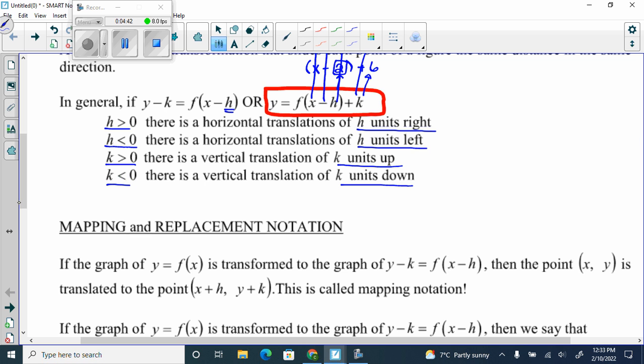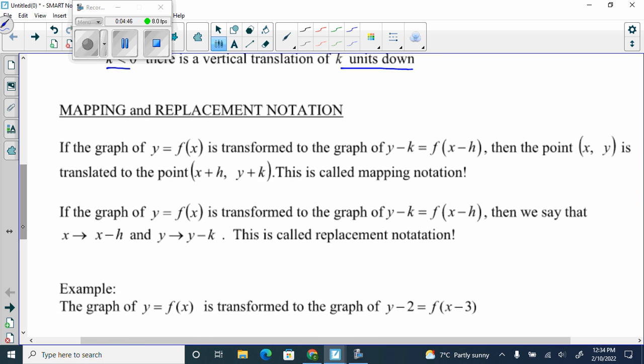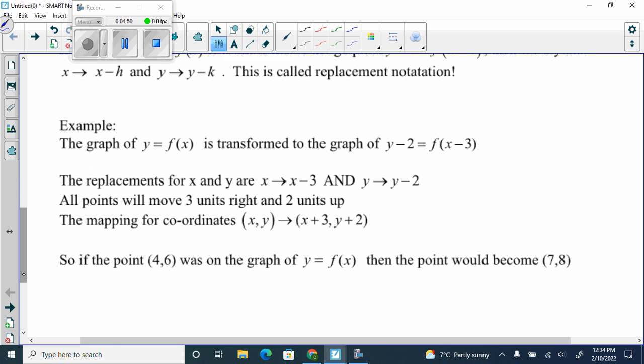We'll talk about mapping and replacement in a second. We're going to come down here for a second. Okay. There's an example at the bottom. It says, the graph of y equals f of x, so this is the original graph, is transformed, so it's moved, into this graph, right here.